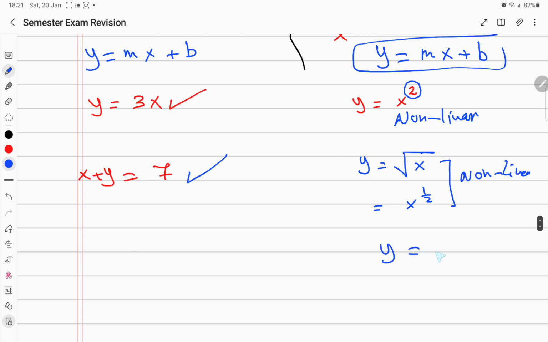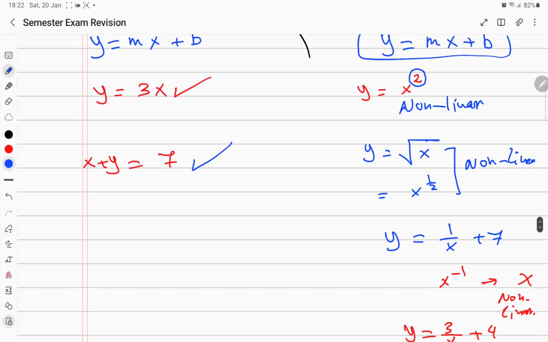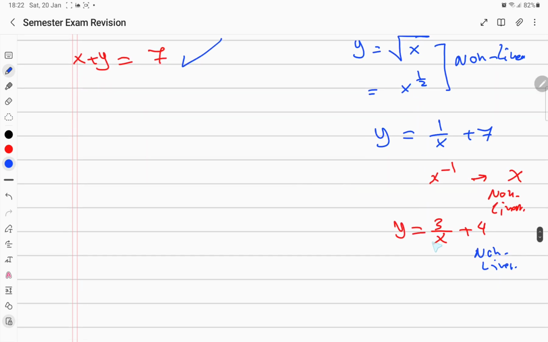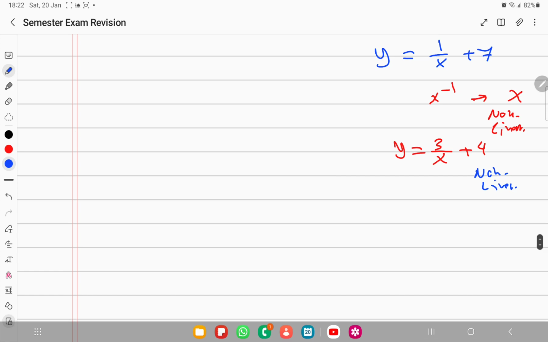What if it is y equals 1 over x plus 7? Take care. We have taken this in quarter 1. 1 over x is the same as x power negative 1. So the power is different than 1, so this one also is non-linear. Very good. What if it is y equals 3 over x plus 4? Again, the x is in the denominator, so this is non-linear. Whenever you graph this, it will not be a straight line. Okay, very good. So let's start our questions.